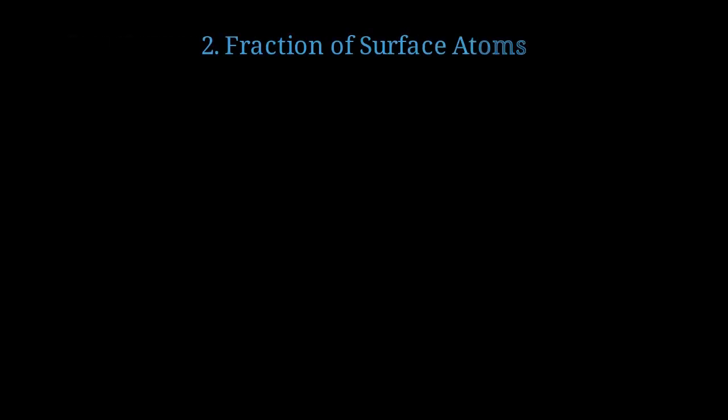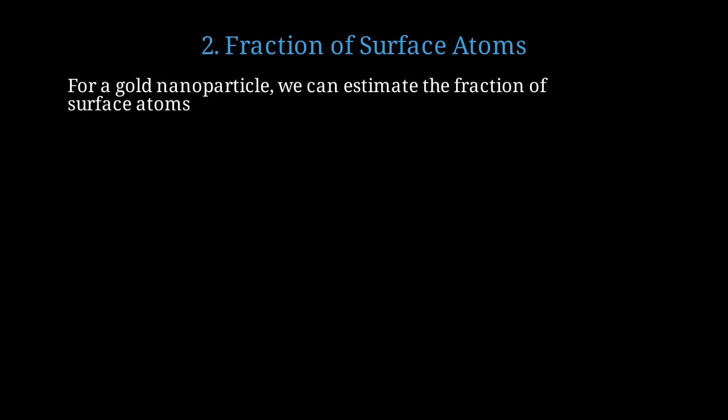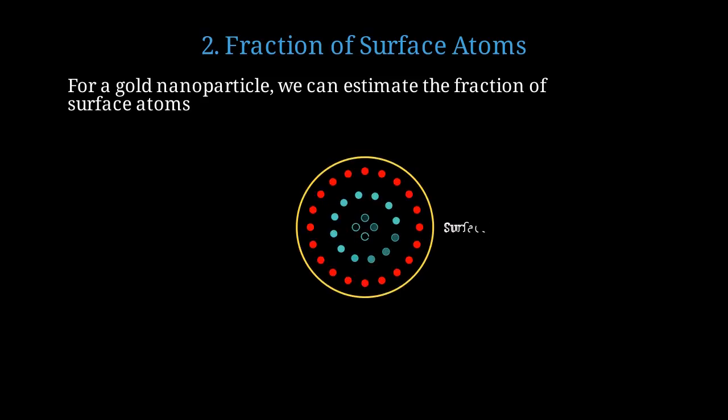An important question is, what fraction of atoms actually sit on the surface? Let's calculate how many of the total atoms are actually surface atoms in our gold nanoparticle. In a nanoparticle, red surface atoms outnumber blue interior atoms. Most atoms are touching the outside environment.